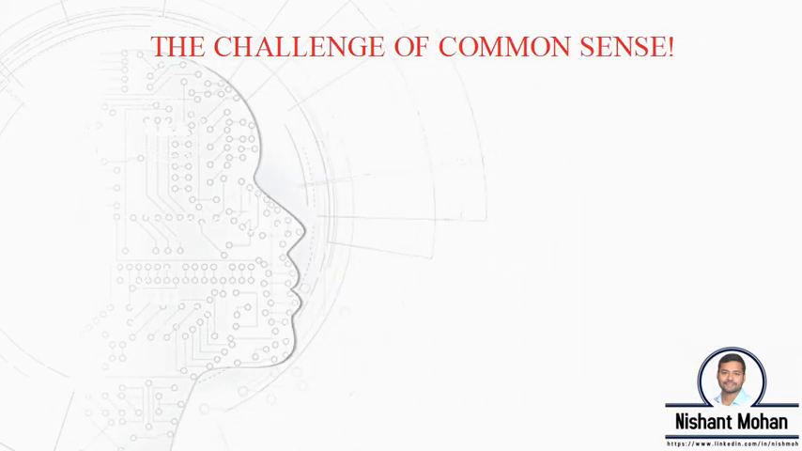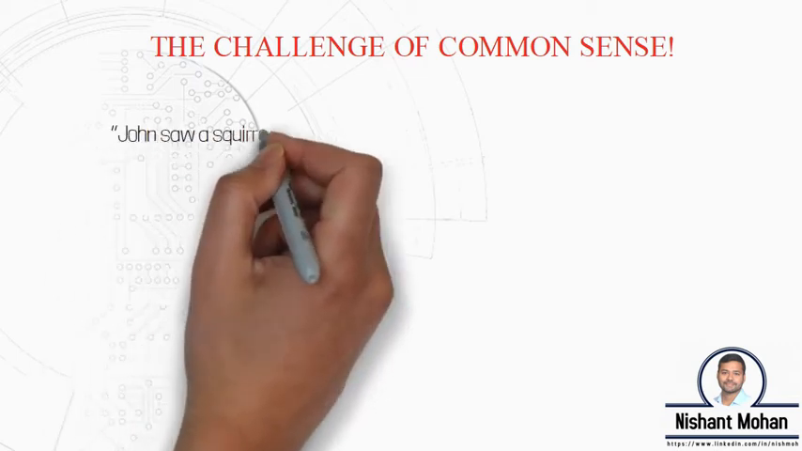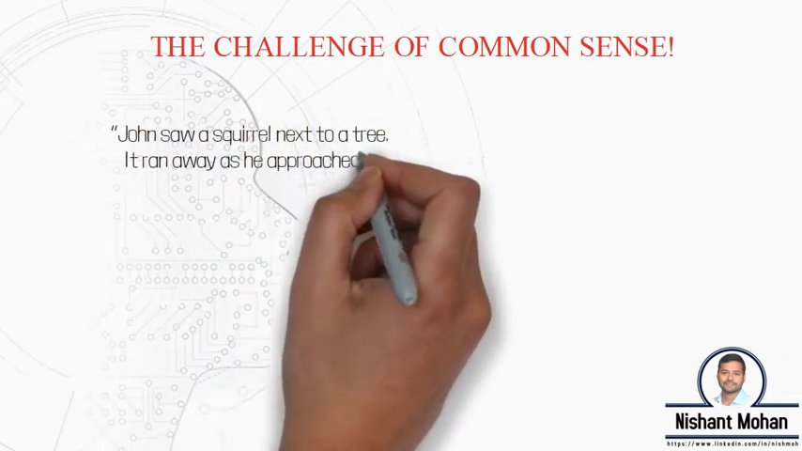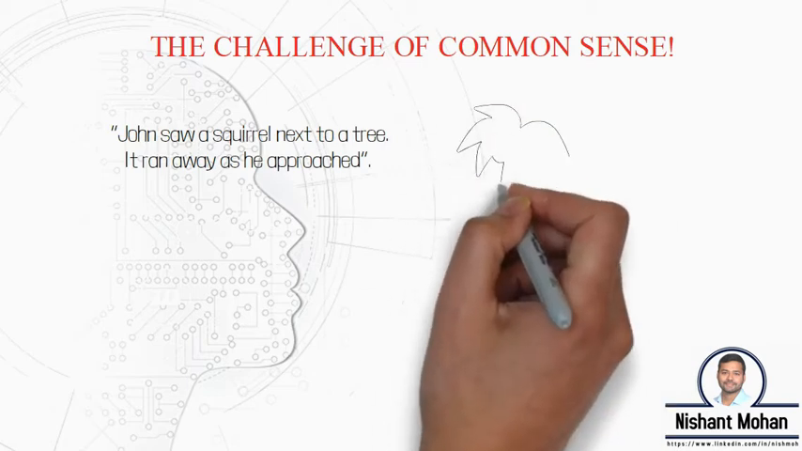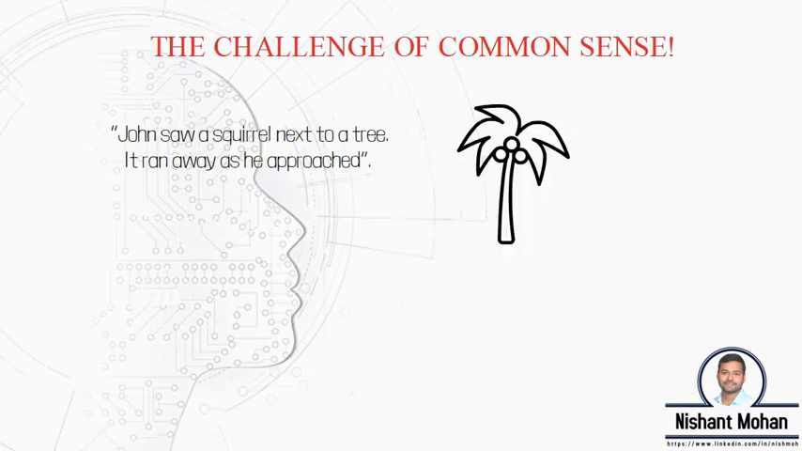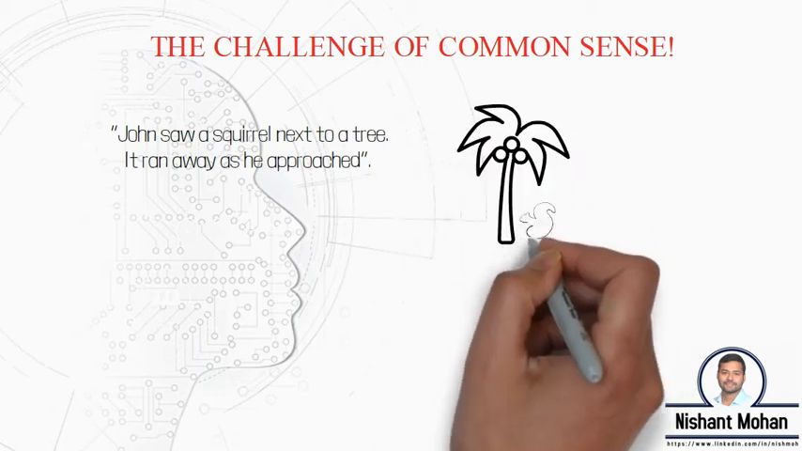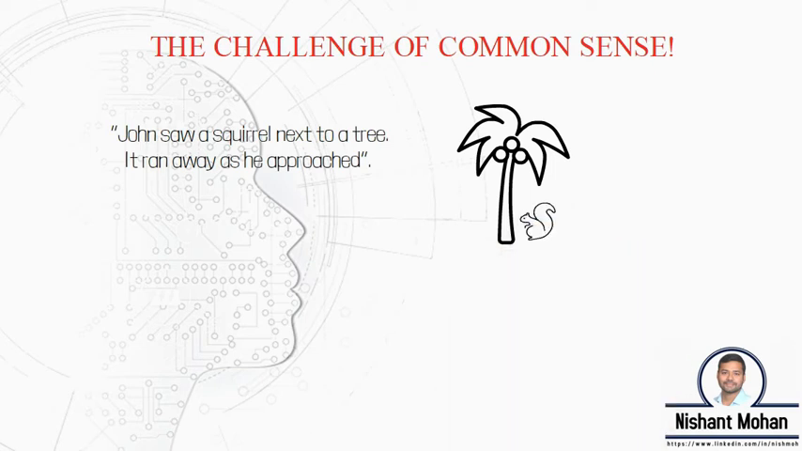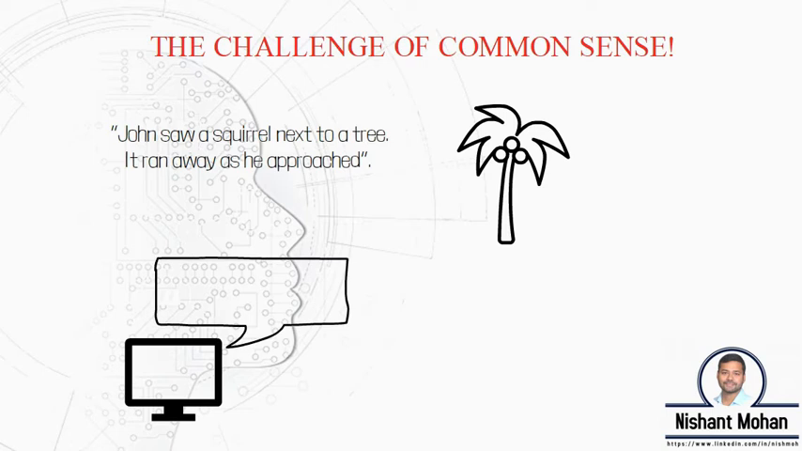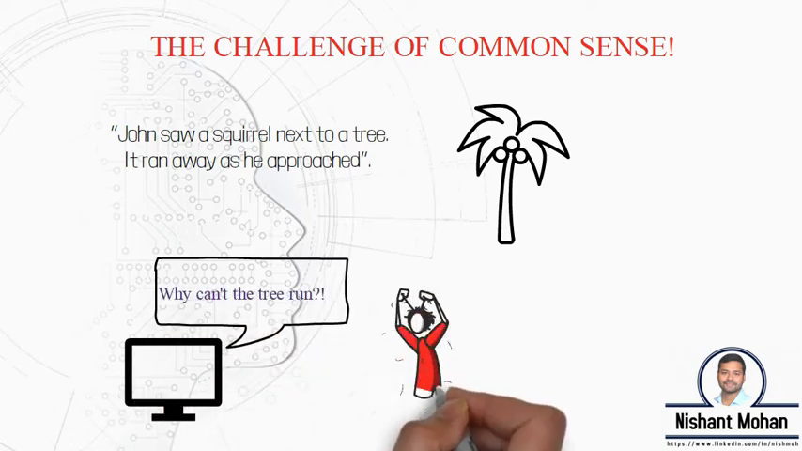For instance, consider a sentence. John saw a squirrel next to a tree. It ran away as he approached. For a human reader, it is obvious that "it" here means the squirrel and not the tree, something that is not capable of running. However, this use of common sense knowledge was and has been a struggle for computers.